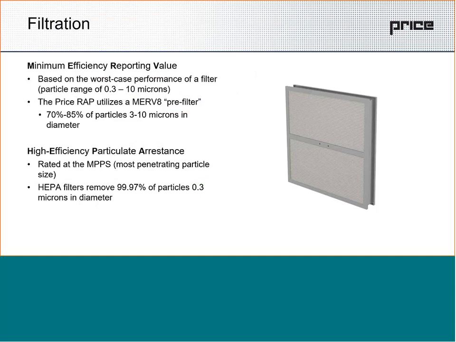So getting into filtration, I know this has been a big topic, but a couple of the basics. The MERV filters, or the minimum efficiency reporting value, there are two different scales, HEPA versus MERV, and MERV is essentially going to be the worst performance point for capturing particles in the 0.3 to 10 micron size. The filter that's used as a pre-filter in the RAP is actually a MERV 8 filter, and that's essentially used to prolong the HEPA filter life. It'll catch between 70 to 85% of particles in that range.